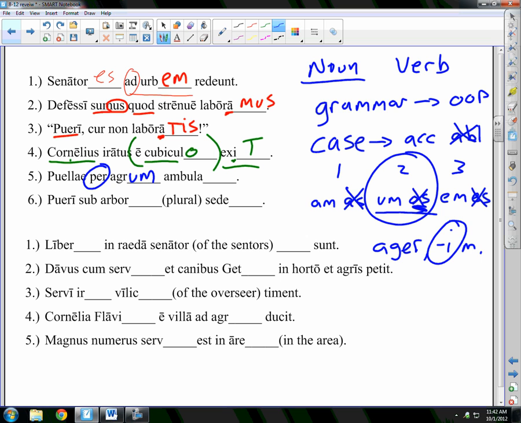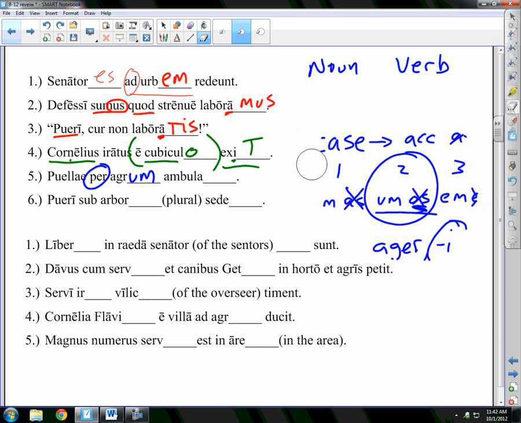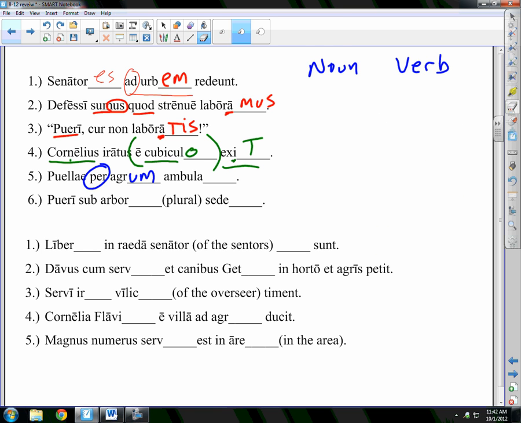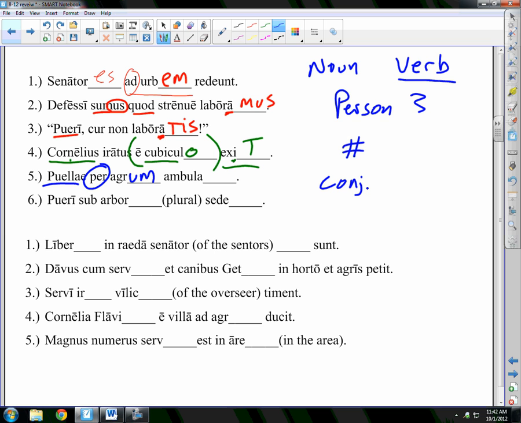The next one I look at, is it a noun or is it a verb? Well, ambulo is a verb. So with a verb, I'm going to look at person, I'm going to look at number, and the conjugation. So the person, girls is the subject, they are third person. Girls is plural. Conjugation is first.